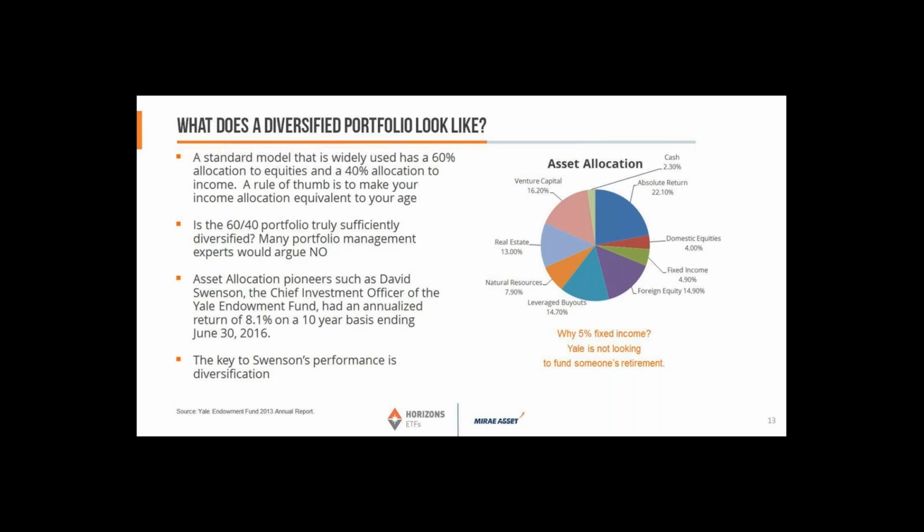On a 10-year basis, we can see its equity exposure is quite low. It only owns about 4% domestic equities and another 15% foreign equities. So really, what you're looking at is, give or take, only 20% in equities. Meanwhile, it's got diversification across things like absolute returns, natural resources, real estate. Now, I'm not expecting you to get into all of these asset classes.